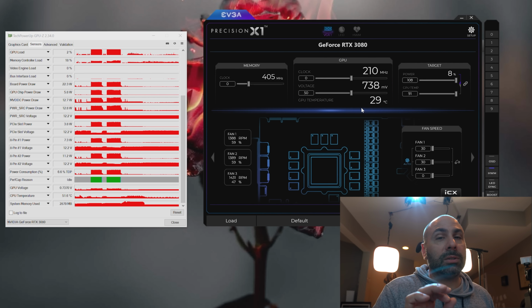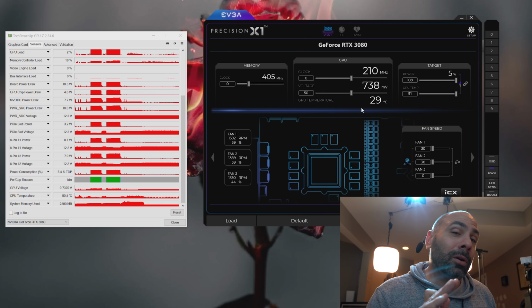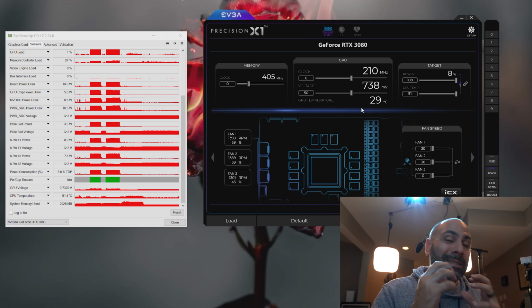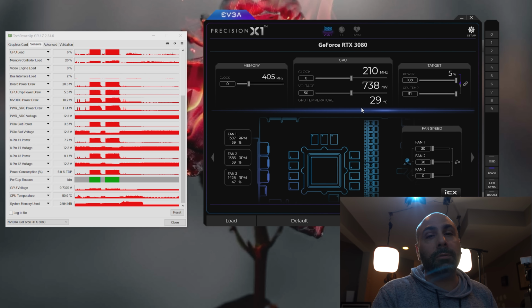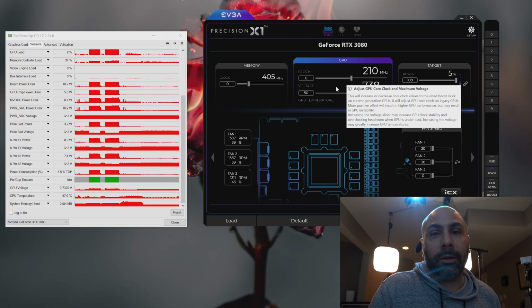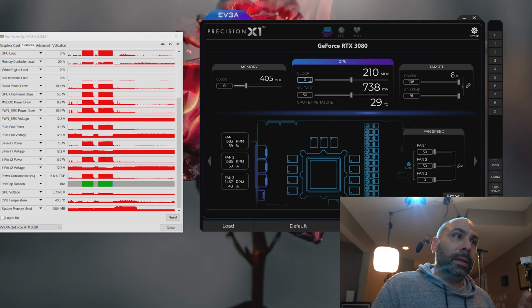I recommend playing with it just a little bit. And if you're ever on the verge of maybe getting a stable overclock, but it just crashes, play with the voltage a little bit and maybe it'll allow you to get there. The next thing is going to be clock.